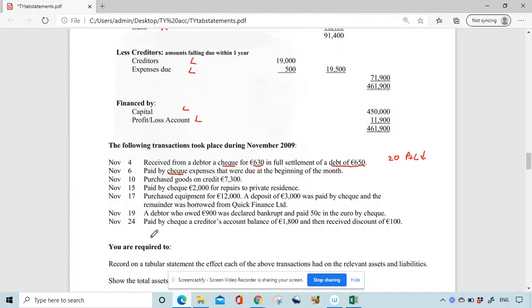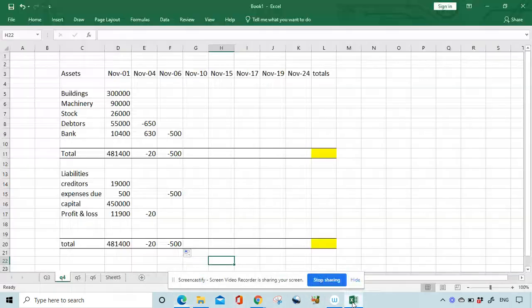November 6th done. November 10th, I purchased goods on credit for 7,300. So if I purchased on credit, that means creditors, and purchased goods means stock. So my stock will go up 7,300 and my creditors will go up 7,300. So stock up 7,300, creditors up 7,300.